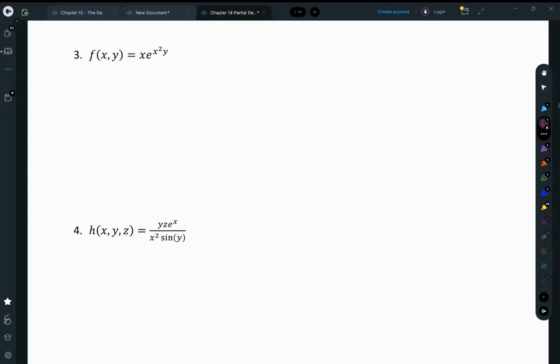to the x squared y. So we've added just a little bit more to the same function that we just worked with in example 2. Again, we're still finding just the first partial derivatives.